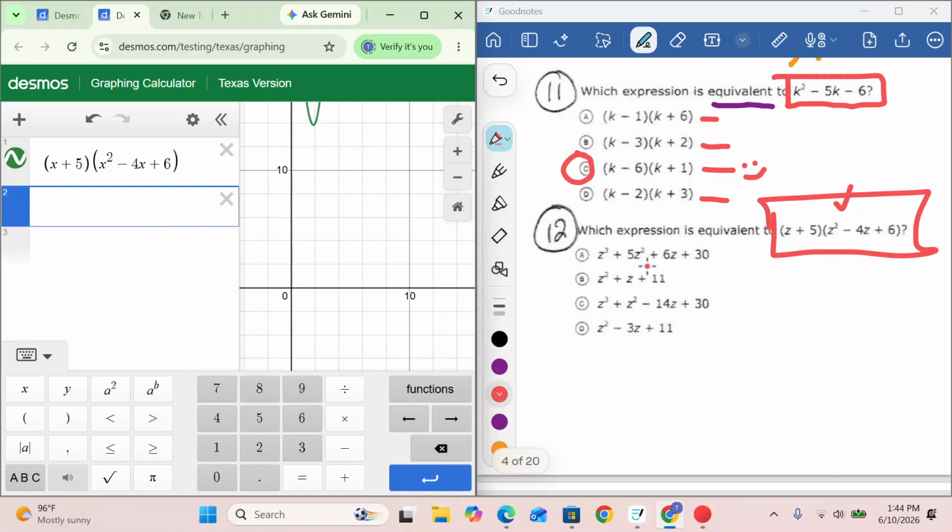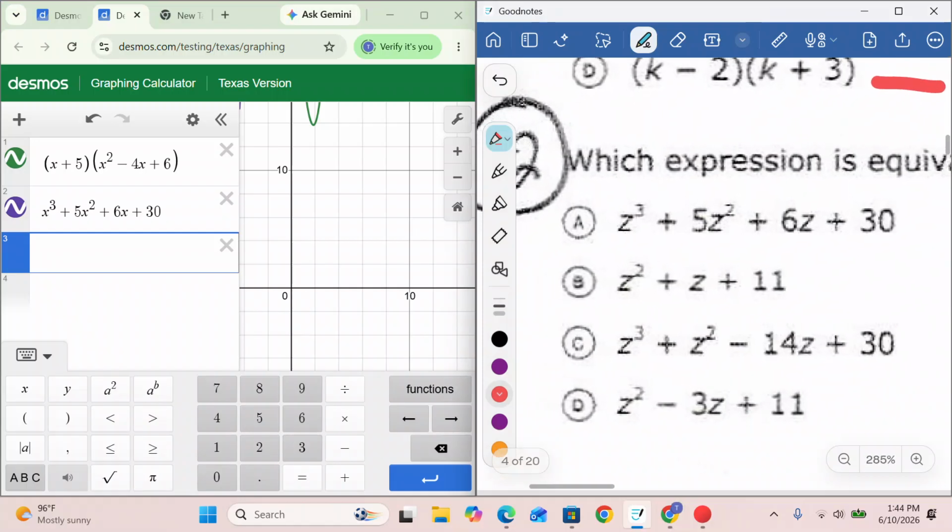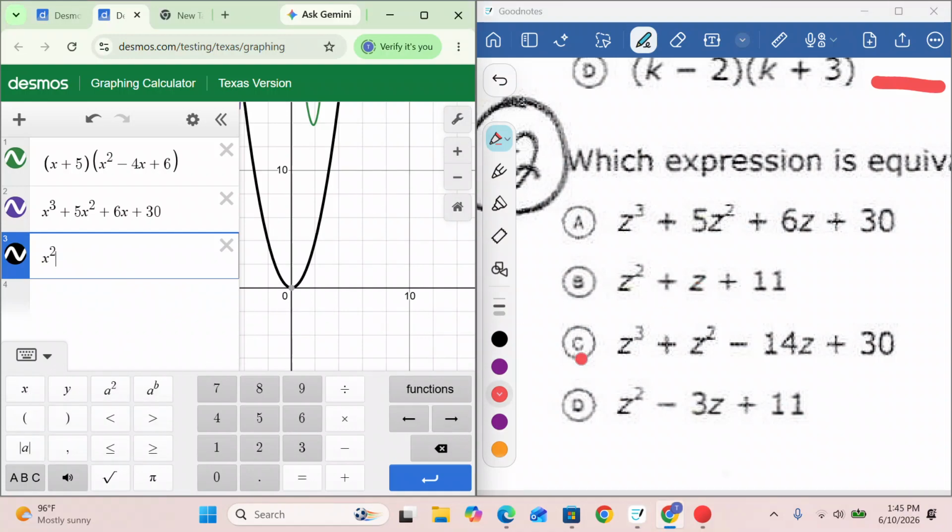Then on number 2, all I'm going to do is input this one into the calculator. Instead of Z's, I'm just going to put X's. So I'm going to put X to the third plus 5X to the second power plus 6x, and don't worry about the graph, it's going to go crazy for a bit. All I'm doing is the inputting. You can let it go crazy if it wants to. And then the next one will be, and I don't have my glasses, but the next one is x to the second. So I'm going to put x to the second plus x plus 11.